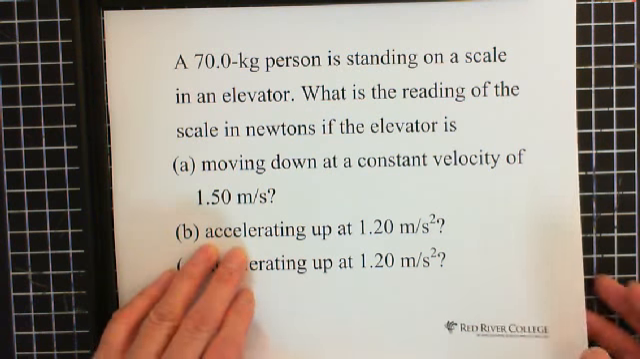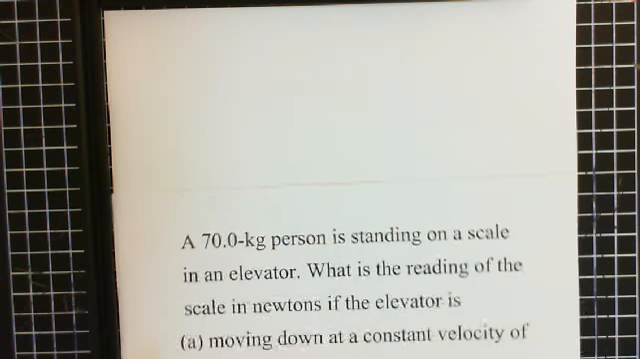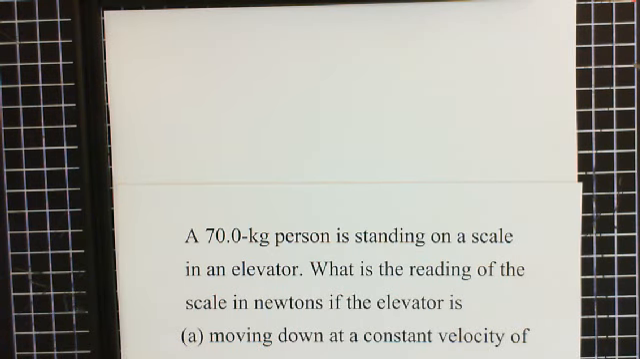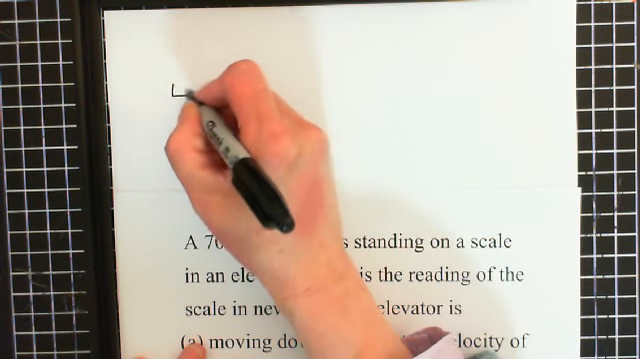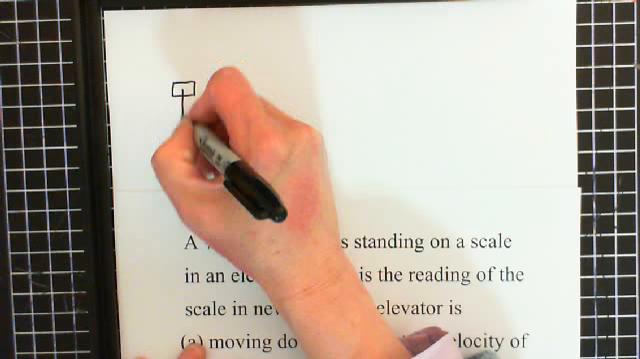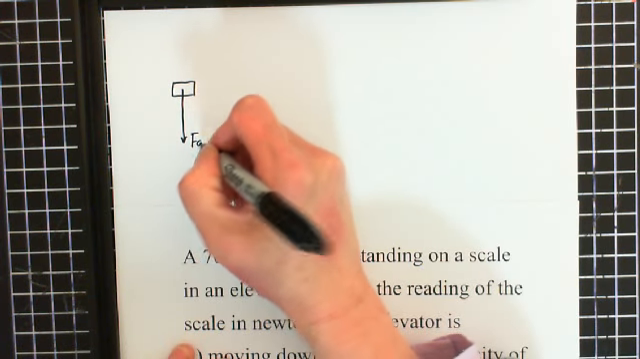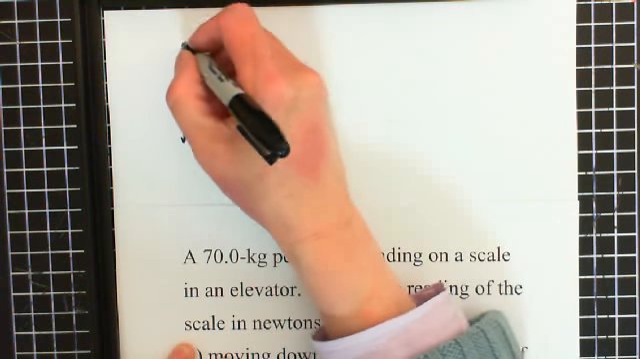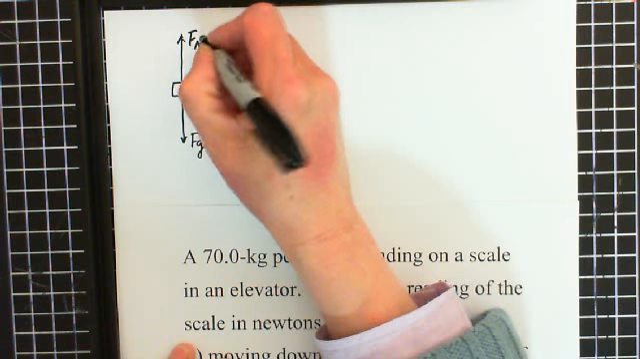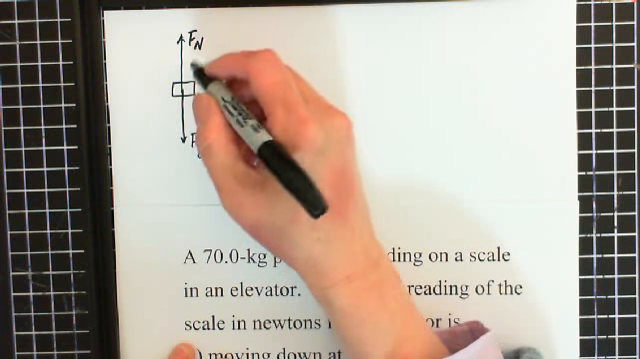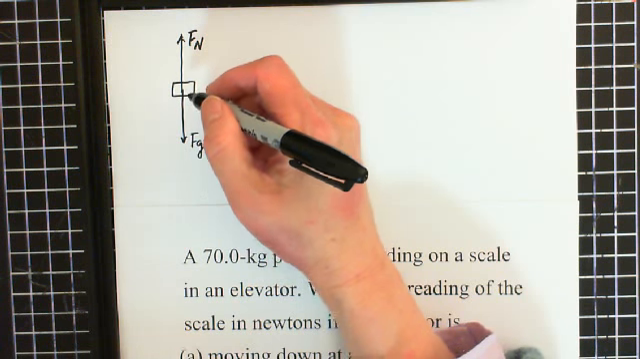First of all, we need to make a free body diagram for the person. The person is standing on a scale, so there are two forces. One is Fg, which is gravity. The other is the normal force. The normal force is from the scale and is exerted on the person.